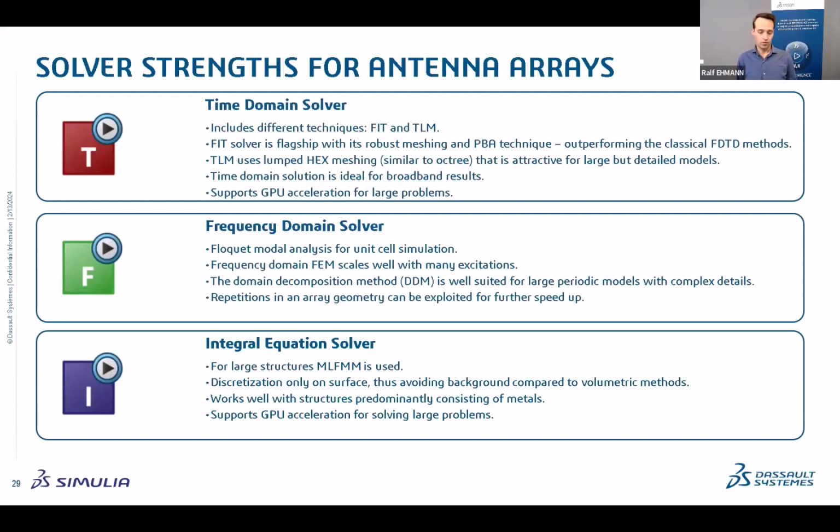Then there's the second method, which is the transmission line method, or TLM, which actually uses lumping for the hex meshing, similar to an octree style. This is very attractive when it gets very detailed for a really large model, because of course the smallest element that you have dictates the time step, because you have to push time signals through the system, right? So it can take a lot of time, and this is where TLM can really shine. Now, both are ideal, of course, for broadband results.